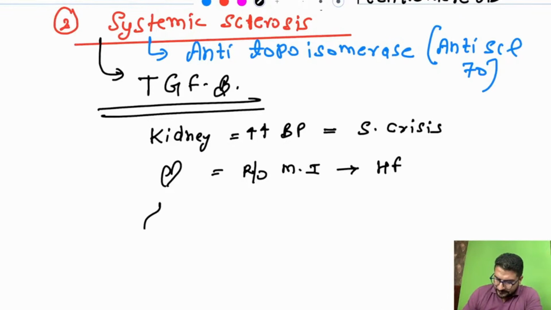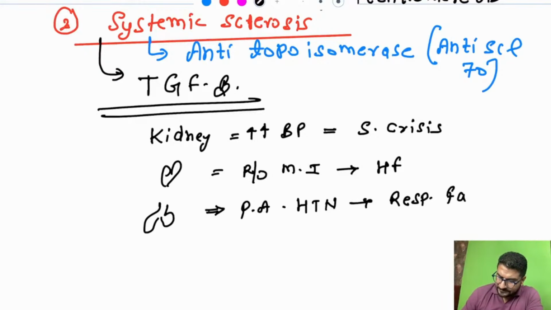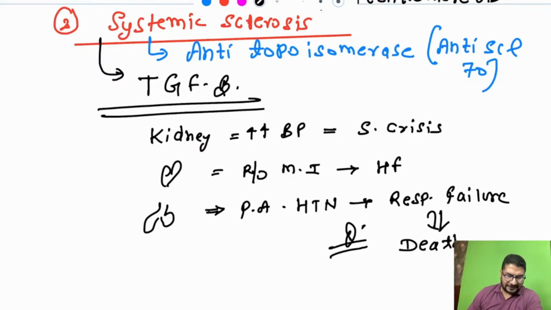This can also cause fibrosis in your lungs, in your pulmonary artery. So pulmonary artery में अगर fibrosis होगी, so pulmonary artery का pressure बढ़ेगा. It will cause pulmonary artery hypertension. Ultimately this pulmonary artery hypertension will cause respiratory failure, and from this respiratory failure patient की death हो जाएगी. So if they ask you cause of death in scleroderma, it will be respiratory failure, that is due to pulmonary artery hypertension. Done.